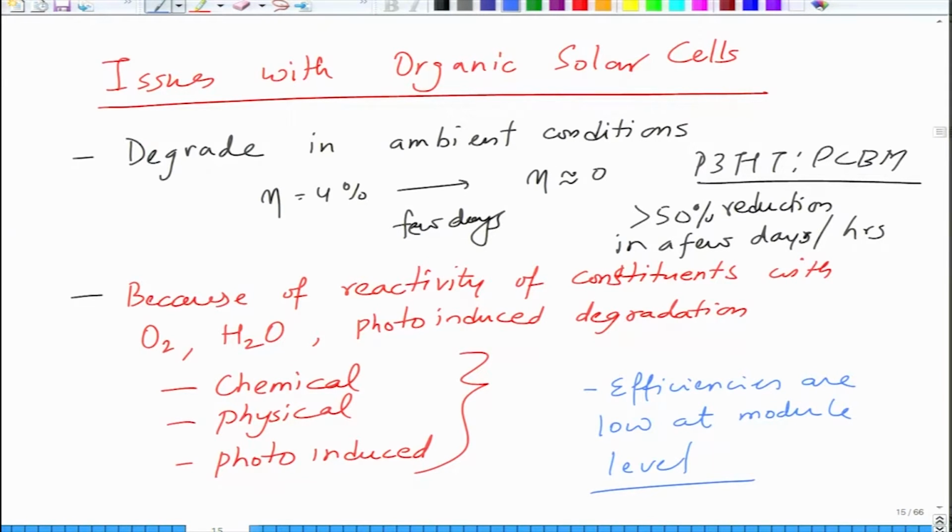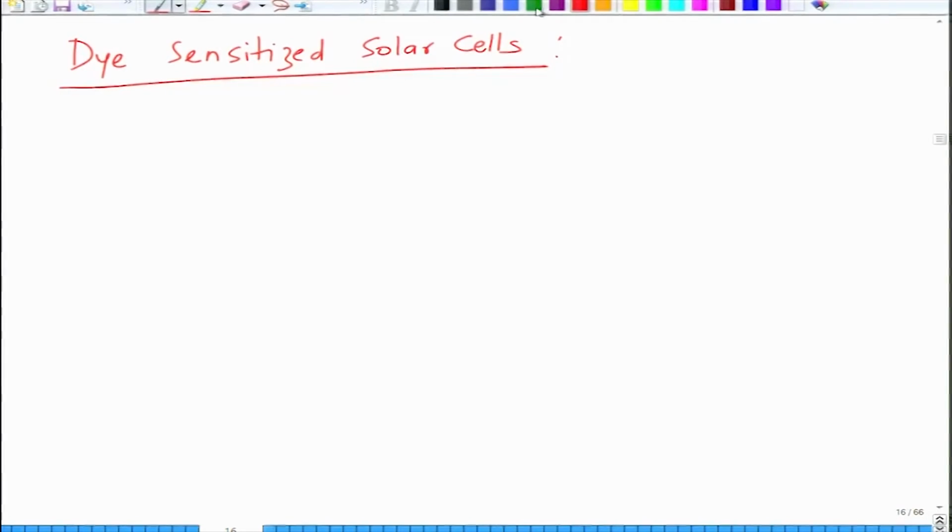So, next we will move on to another promising technology, which is third generation technology, dye sensitized solar cells. So, these dye sensitized solar cells are different from normal solar cells in the sense that they are also electrochemical solar cells, and they use different principles of electricity generation as compared to organic or other inorganic solar cells.